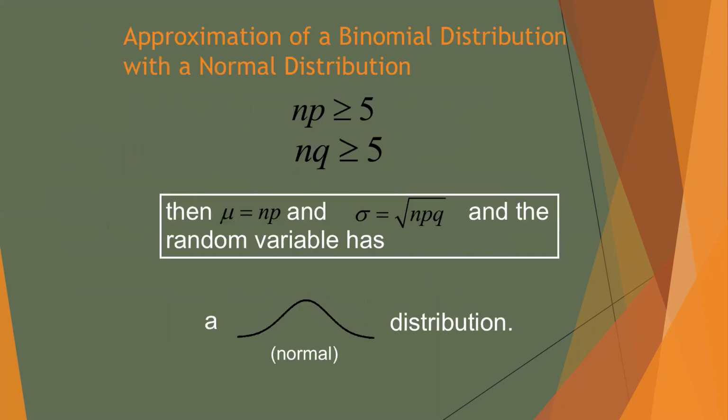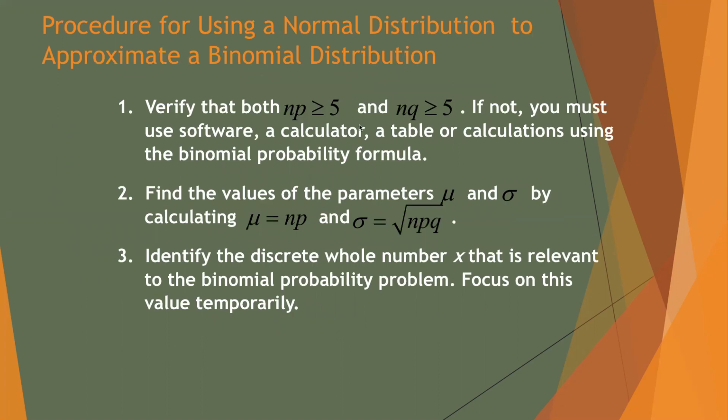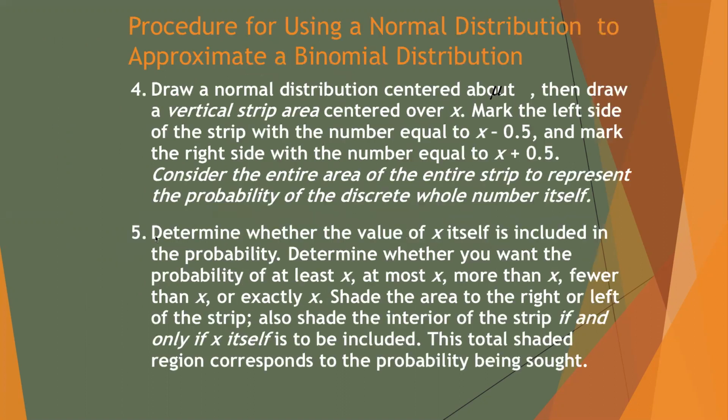Approximation of a binomial distribution with a normal distribution: n times p greater than or equal to 5, n times q greater than or equal to 5. And we need these to be satisfied. So procedures: verify that that's true, find the values of the parameters, identify the discrete whole number x that is relevant to it, draw a normal distribution centered about mu.